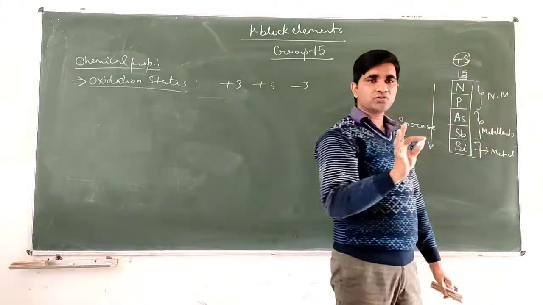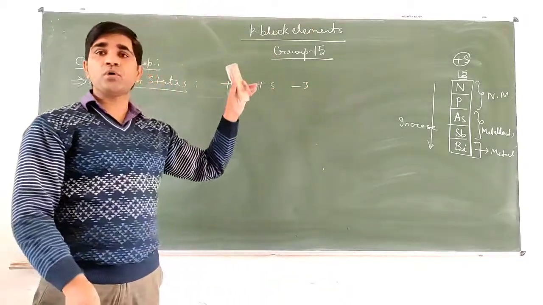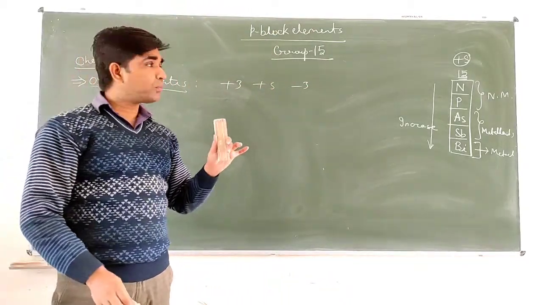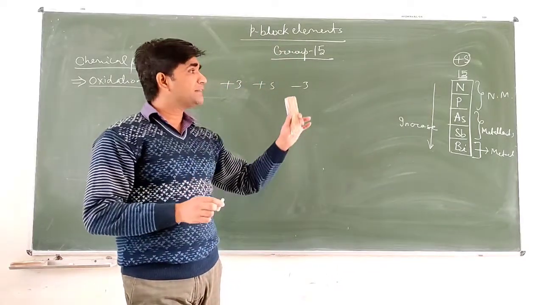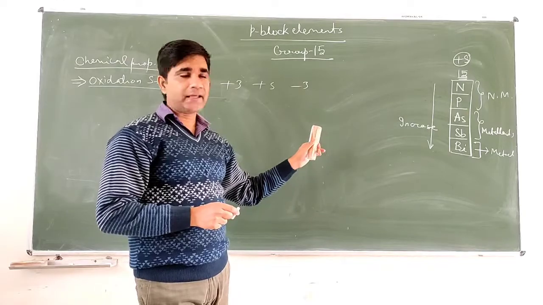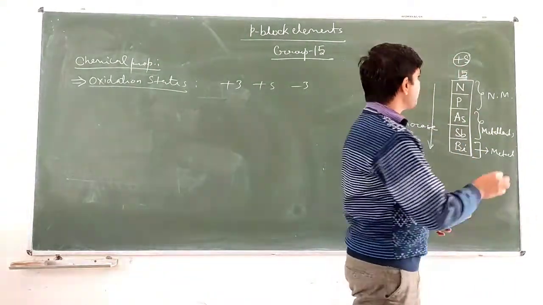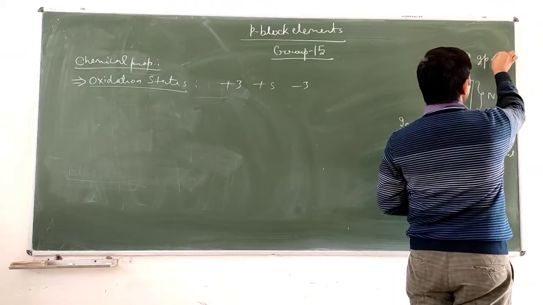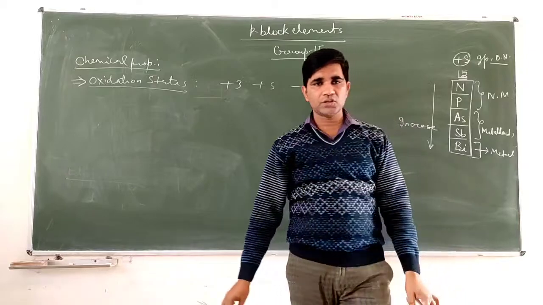This is the maximum oxidation number of group 15 elements, and this is called group oxidation number. The group oxidation number of any group of the p block is group number -10. Like in group 15 elements, group number -10 means 5. This is the maximum oxidation number, and this is called group oxidation number or group oxidation state.